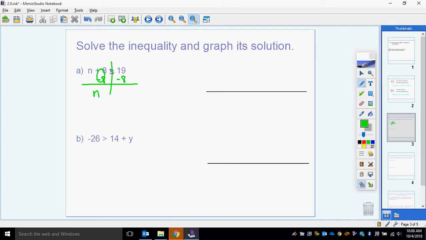I'm going to drop down my inequality symbol and make sure I have the or equal to with it. And 19 take away 8 is 11. Now we were working on graphing these in the last section. So I'm just going to plot 0 and I'm going to plot 11. And I want a closed circle because it's an or equal to. And then I want numbers greater than or equal to 11. The numbers greater than 11 are over here, numbers like 12.